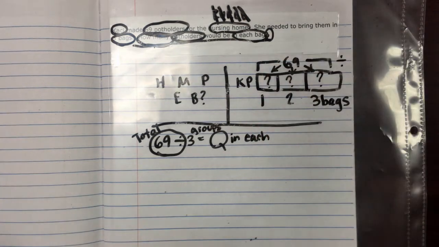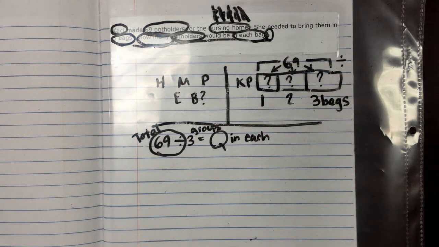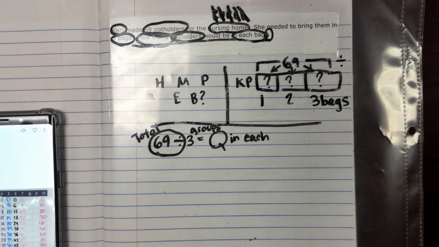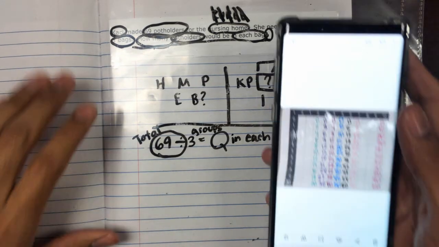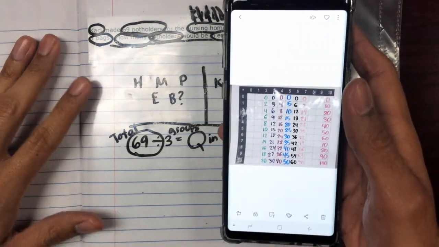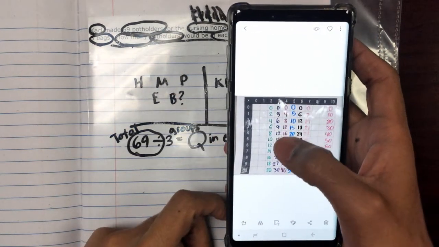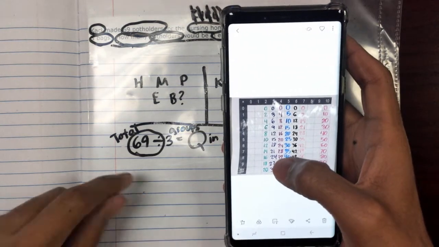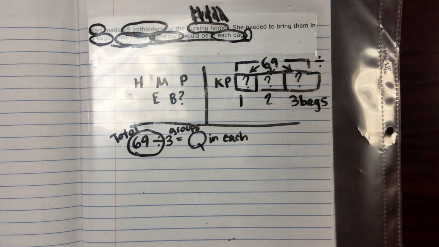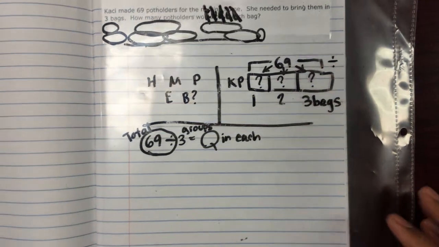And now that I have all of that figured out, I'm going to think, well, we can try using a multiplication number sentence, but if you take a look at the multiplication chart that's at the front of the classroom on the board, if we look at the 3 song, it only goes down to 30. It doesn't go all the way to 69. So I can't do that. What I can do is solve this problem with the division area model.